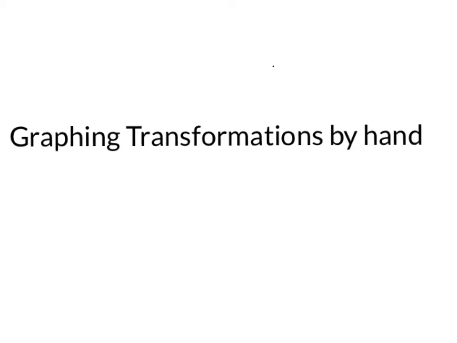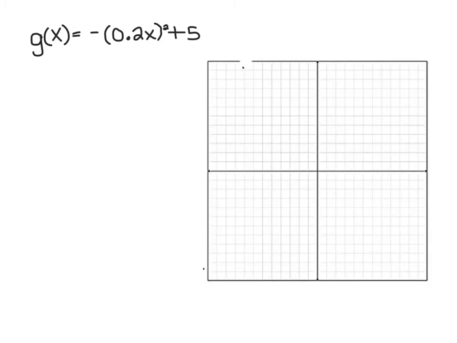In this tutorial, we're going to graph transformations by hand. So here is a function, g of x, and let's think about first of all what the parent function would be. I'm going to call it f of x, and it's just going to be a quadratic function. All right, so let's identify, do I have an a, h, b, k, are they given here?